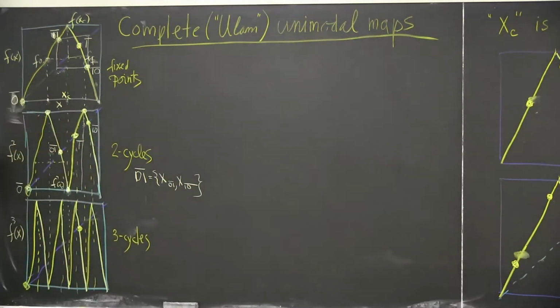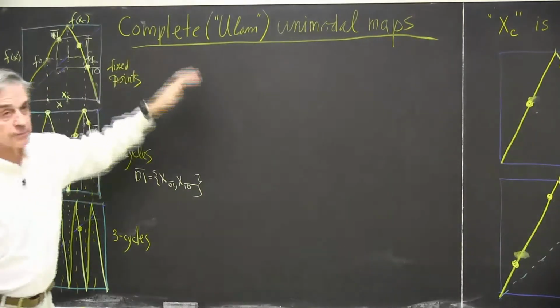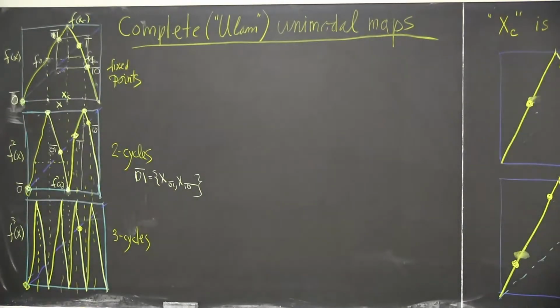So now you can continue in the same way, and you find out that all complete unimodal maps, no matter what shape they have, share this structure: at every iterate, the number of branches doubles. So we went from 2 to 4, and now we go to 8. And the logic is just the same.